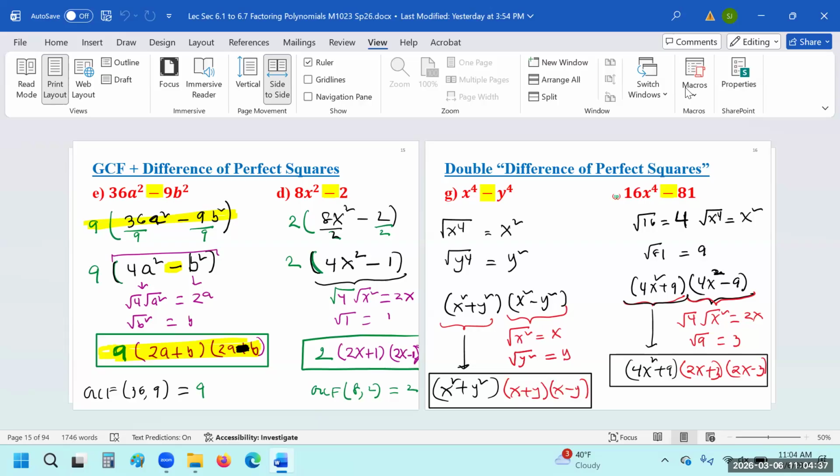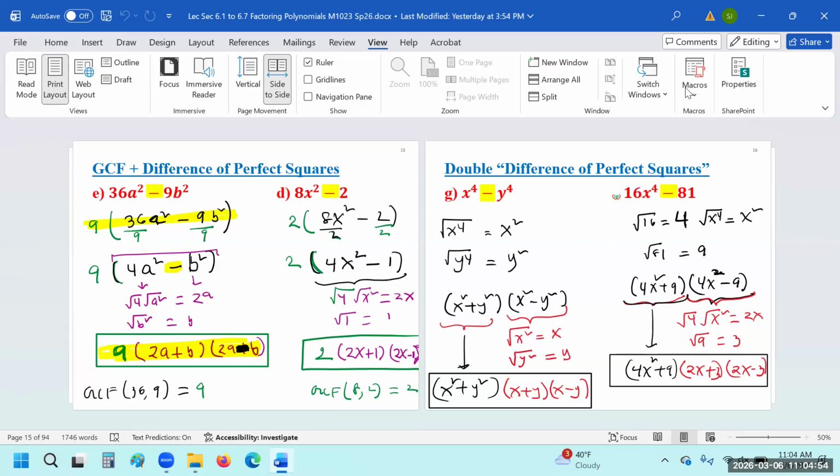Add them is subtract them. Now for addition, there is no rule. We don't have any sum of perfect square rule. We always have difference of perfect square. So for sum, it's not factorable, we bring it down. But for difference of perfect squares, it's factorable.